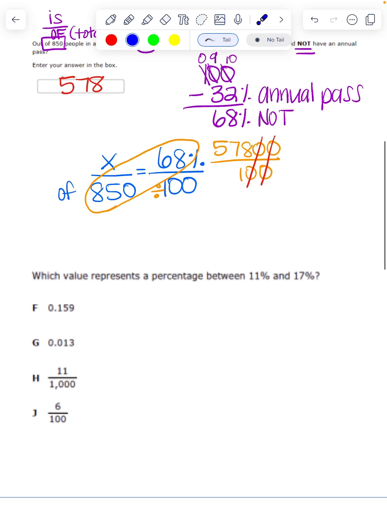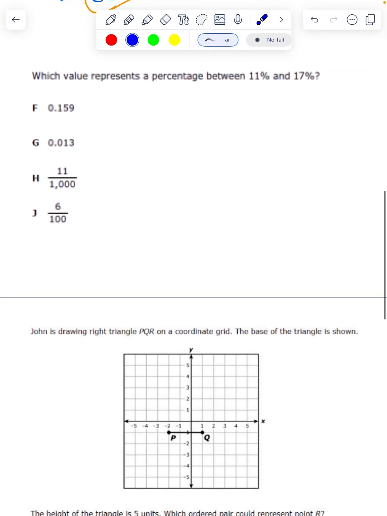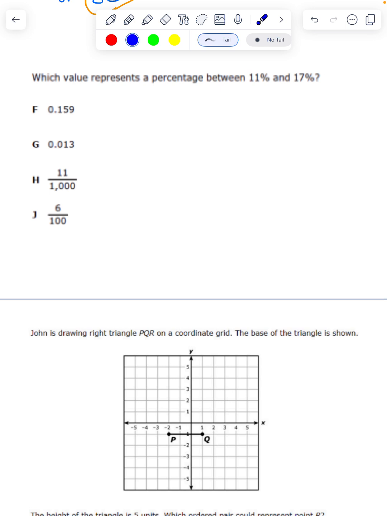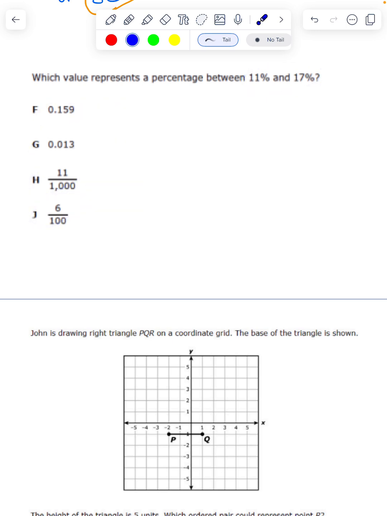All right, our next question, or go try number 2 on your homework and come back to the video. All right, our next question says, which value represents a percentage between 11% and 17%? So you'll notice we have decimals, we have fraction, and we know when we have problems that have mixed different values of numbers, we're going to turn everything into decimals, right? We want decimals. And the good news is percents look very much like money already.